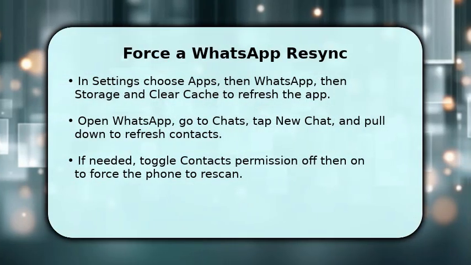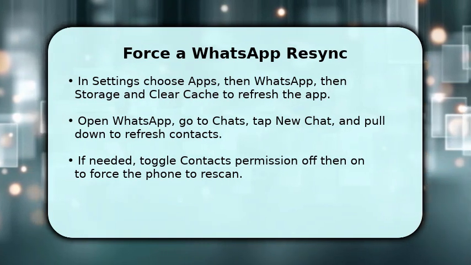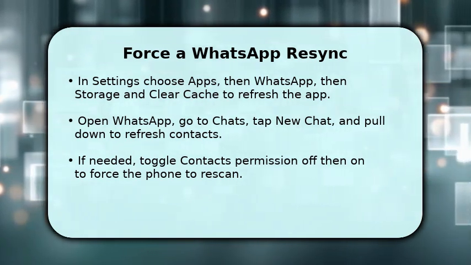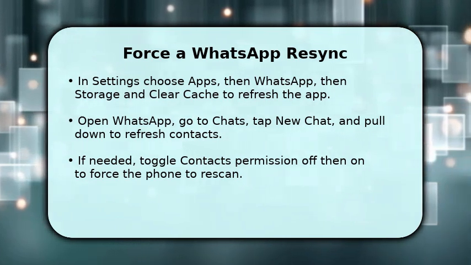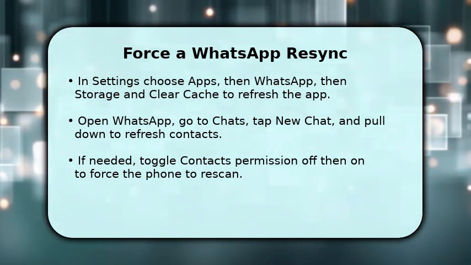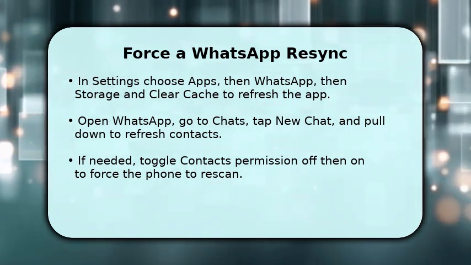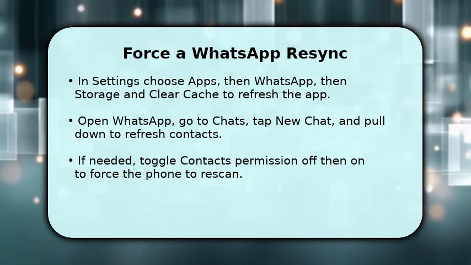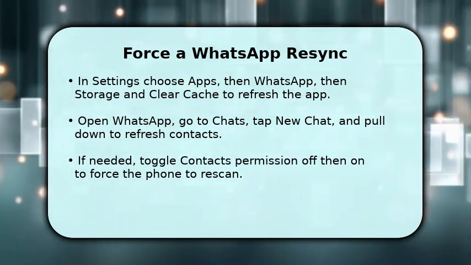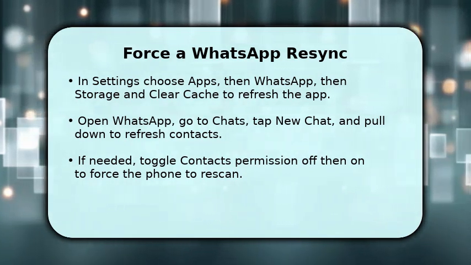Now force a resync inside the app and system. On Android, open Settings, choose Apps, then WhatsApp, then Storage and Clear Cache to refresh the app. On iPhone, you can force close WhatsApp and relaunch to trigger a refresh. Open WhatsApp, go to Chats, tap the new chat icon, and pull down to refresh the contacts list. If contacts still do not appear, toggle the contacts permission off then on to force the phone to rescan stored contacts for WhatsApp to detect.